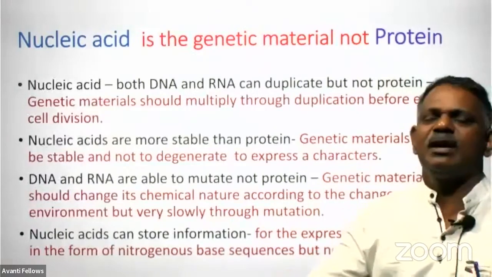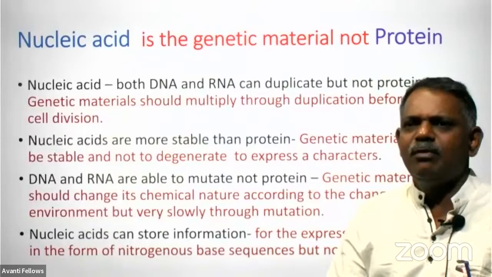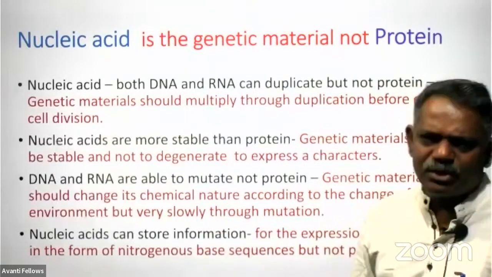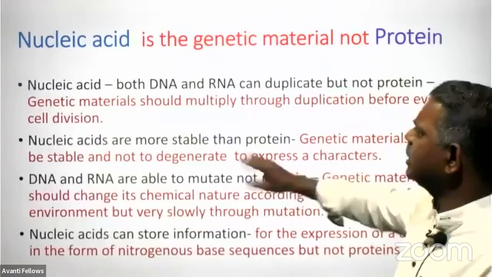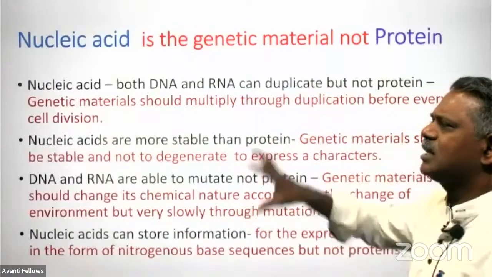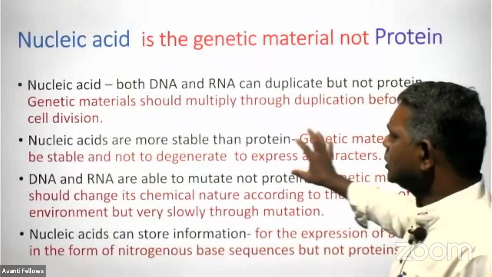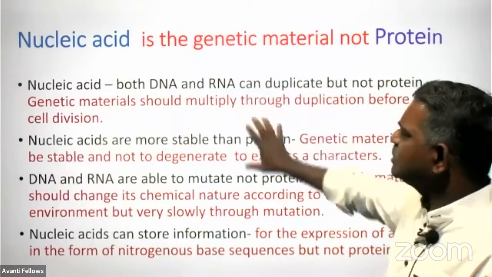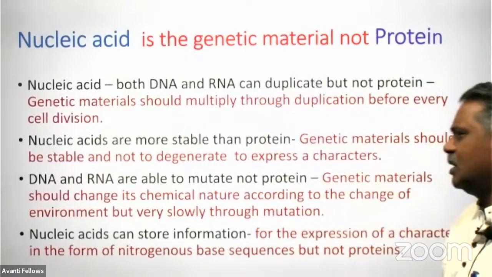Generation to generation, we can find a lot of difference in the character. And even in the individual, according to the climatic condition, we can find a lot of difference in their expression of the character. So the genetic material should not change according to the physical standard or climatic condition or other aspects of the individual. It should be stable. So this nucleic acid is more stable than protein. So nucleic acid only can act as a genetic material.